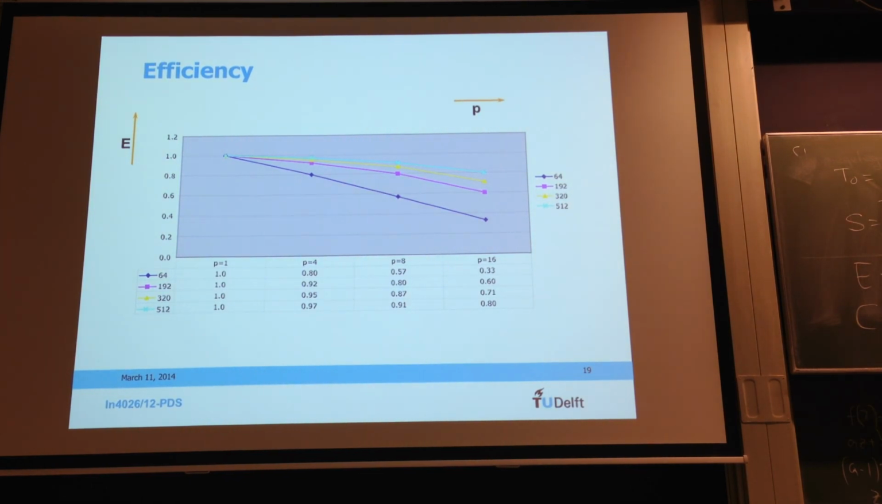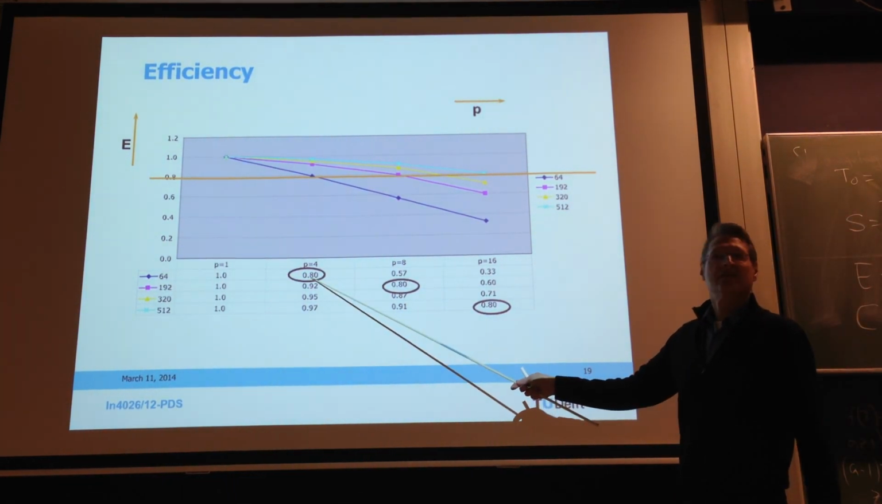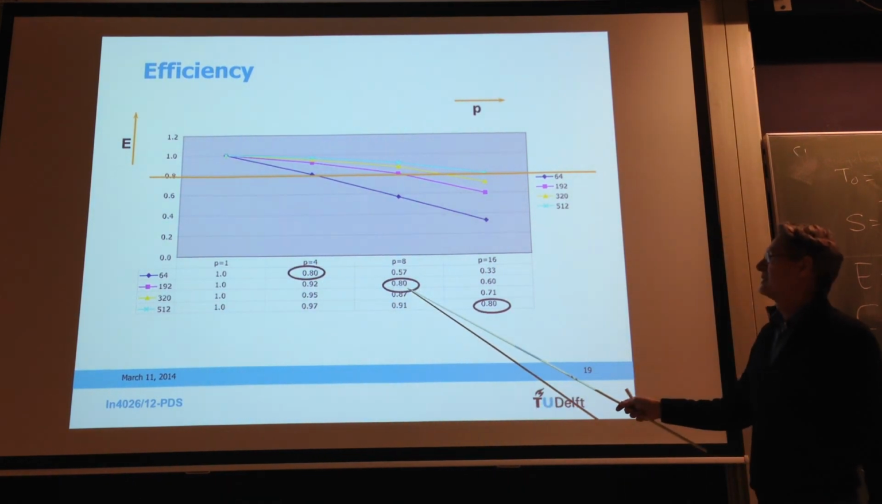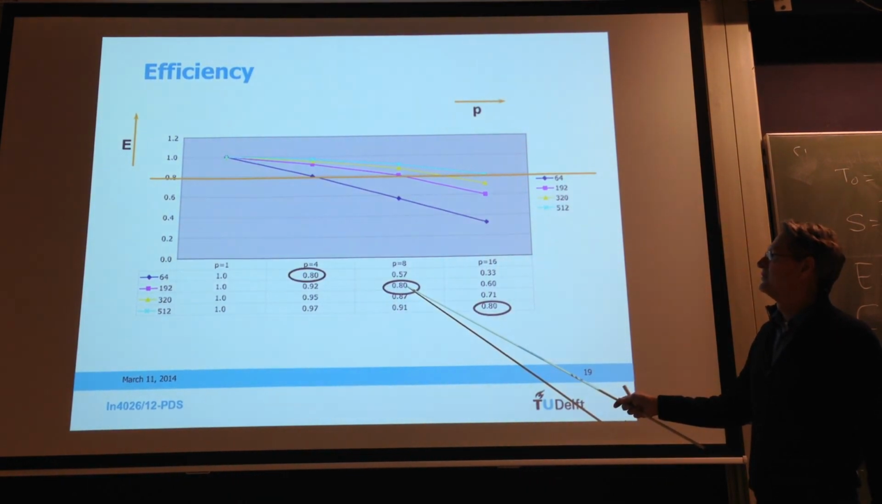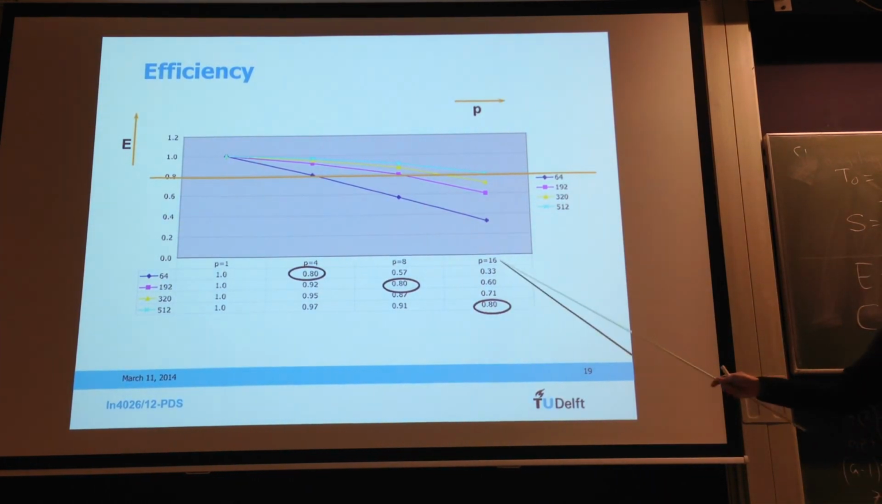Different numbers of numbers, so to speak, can result in the same efficiency. Exactly. Different combinations of P and N yield the same efficiency. These ones. So the combination N is 64 and P is 4 is efficiency of 80%. The same holds for N is 192 and P is 8. And the same one holds for 512 and P is 16.